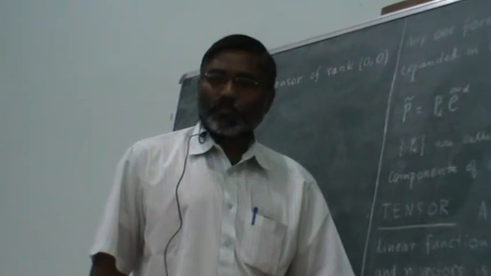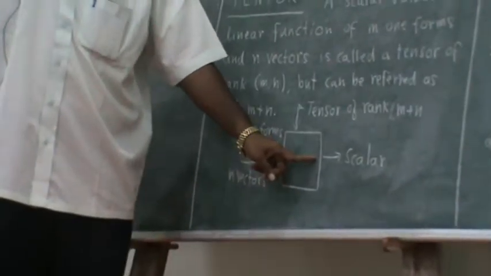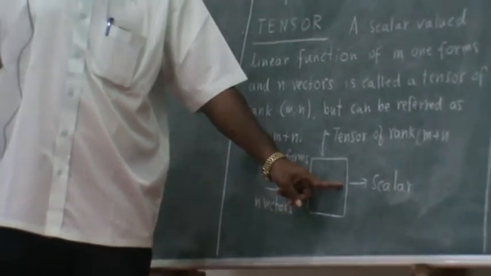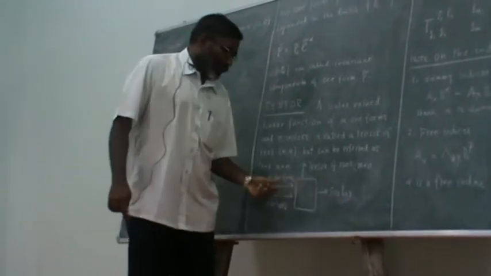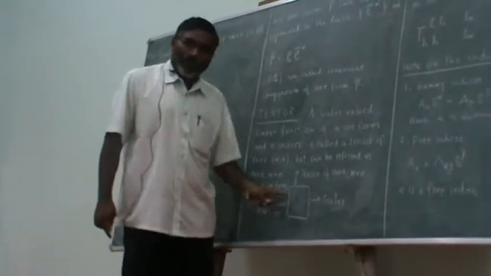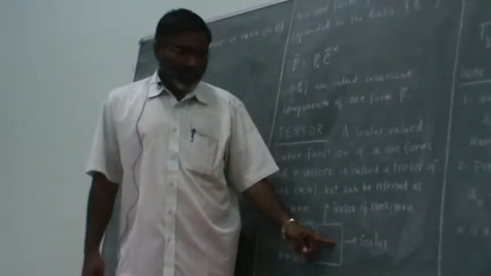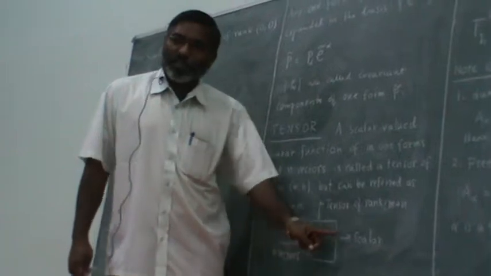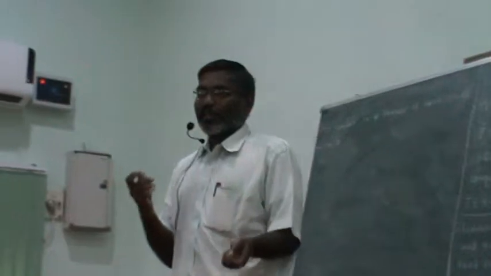Now if I send a one form, I get a scalar, then what should this be? This should be a vector. So this tensor will be a vector. If I am only sending one form and I get a scalar, then this is a vector. If I send one vector and I get a scalar, this should be one form. So both one forms and vectors are tensors of rank 1.